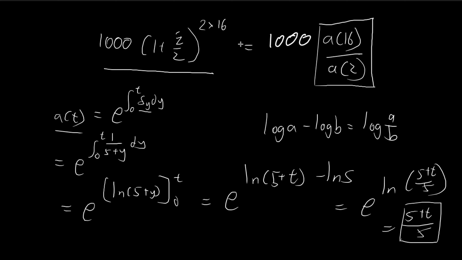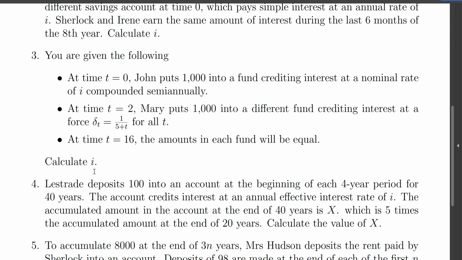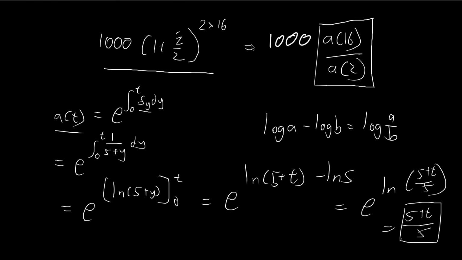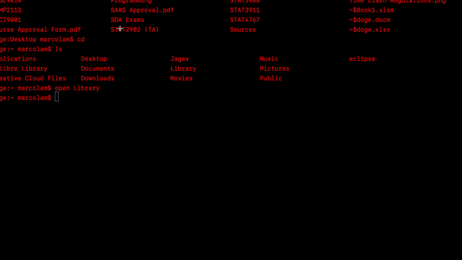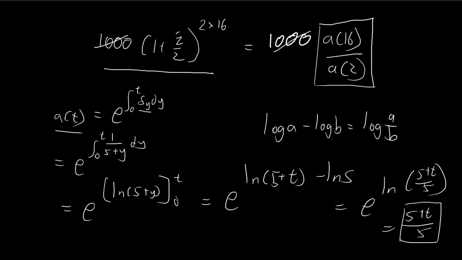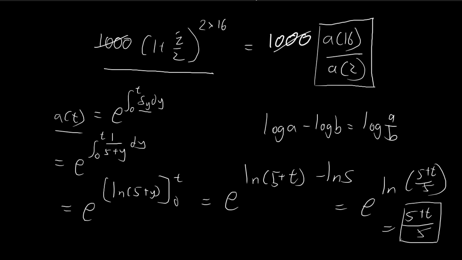So using this, we can actually find what we're looking for. So we're trying to find i. So we've set up our equation, so we can find i now. So let me just cancel out the 1,000 first. So on the left-hand side, we have (1 plus i over 2) to the power of 32. And then on the right-hand side, A16 divided by A2, right?